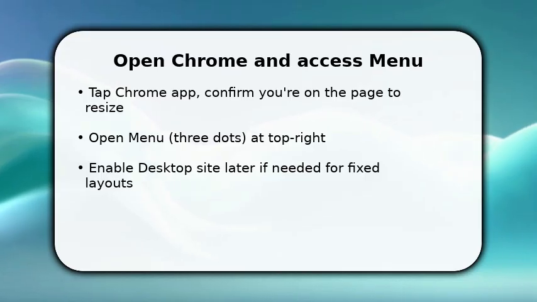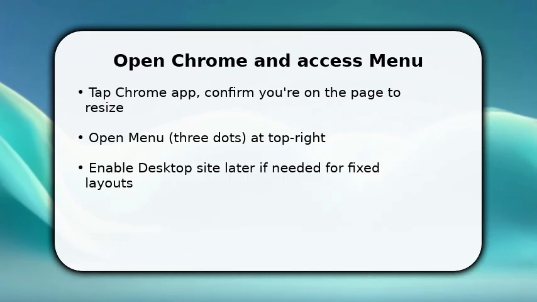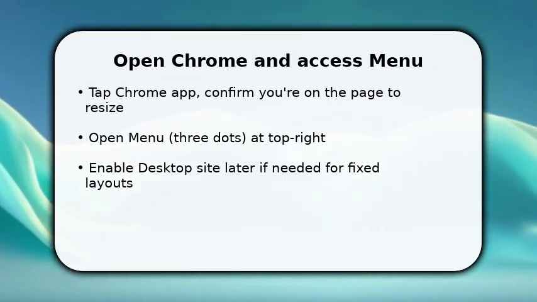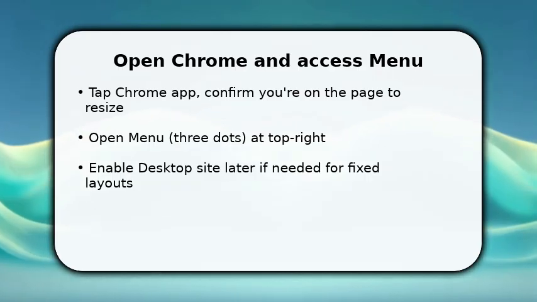Make sure your page is fully loaded so measurements are accurate, and note whether the site is responsive or fixed width. You'll use menu options next to change zoom or request desktop site. This is the first actionable move to alter how content scales on your mobile screen.